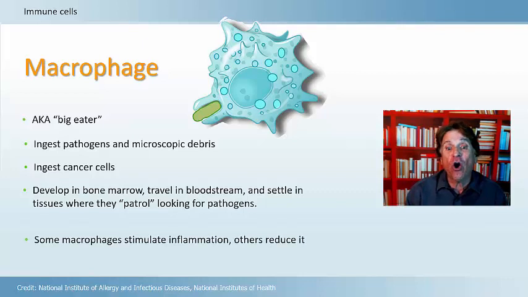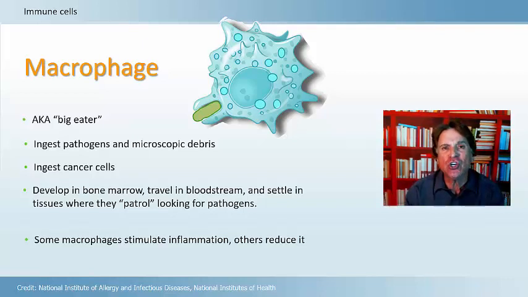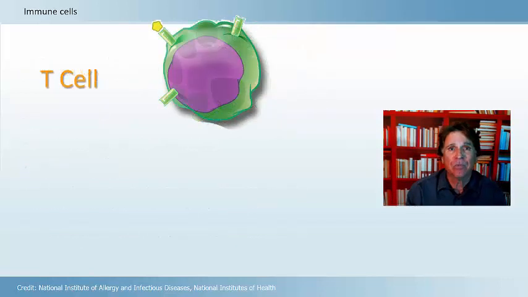Some macrophages can also stimulate inflammation, which means if there is an infection site, they can release certain chemicals, which can change the permeability of blood cells, which allows fluid to collect around there and also to allow other immune cells and immune chemicals to collect in that area. But some macrophages can also reduce inflammation. So you have different sets of macrophage cells. Some can stimulate inflammation, others can reduce it.